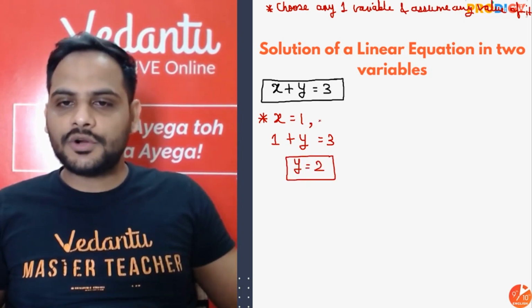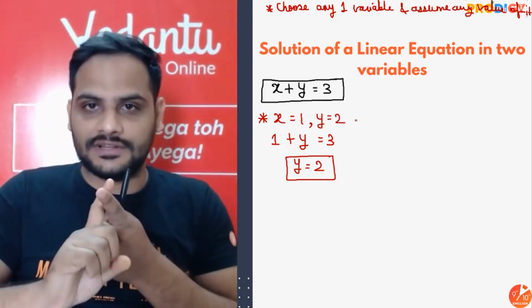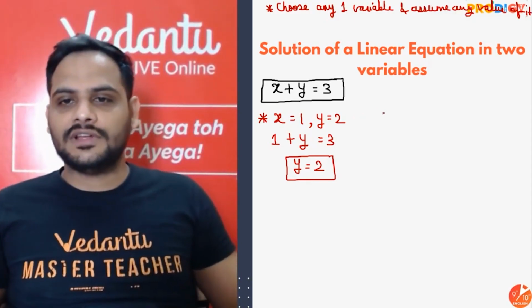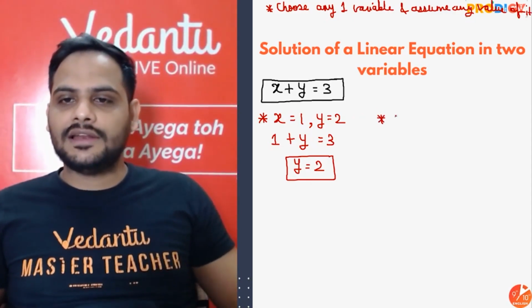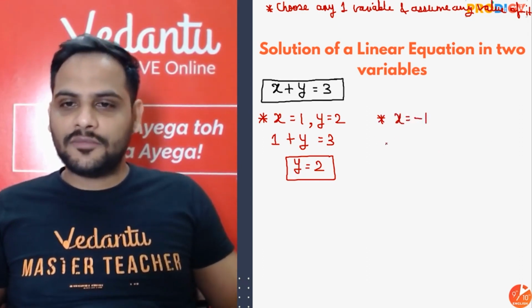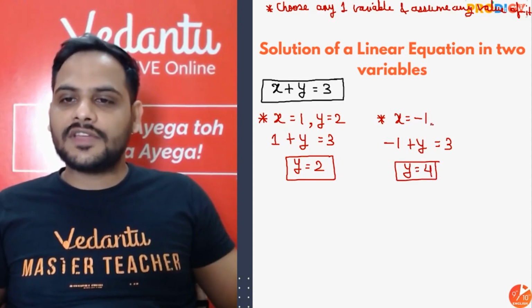So when x is equal to 1, y will be equal to 2, and this is one solution of this equation. One more solution, if you want to write: let's take x as minus 1. So if I put x as minus 1, plus y equal to 3, y is equal to what? 4. This is the second solution. y is equal to 4.